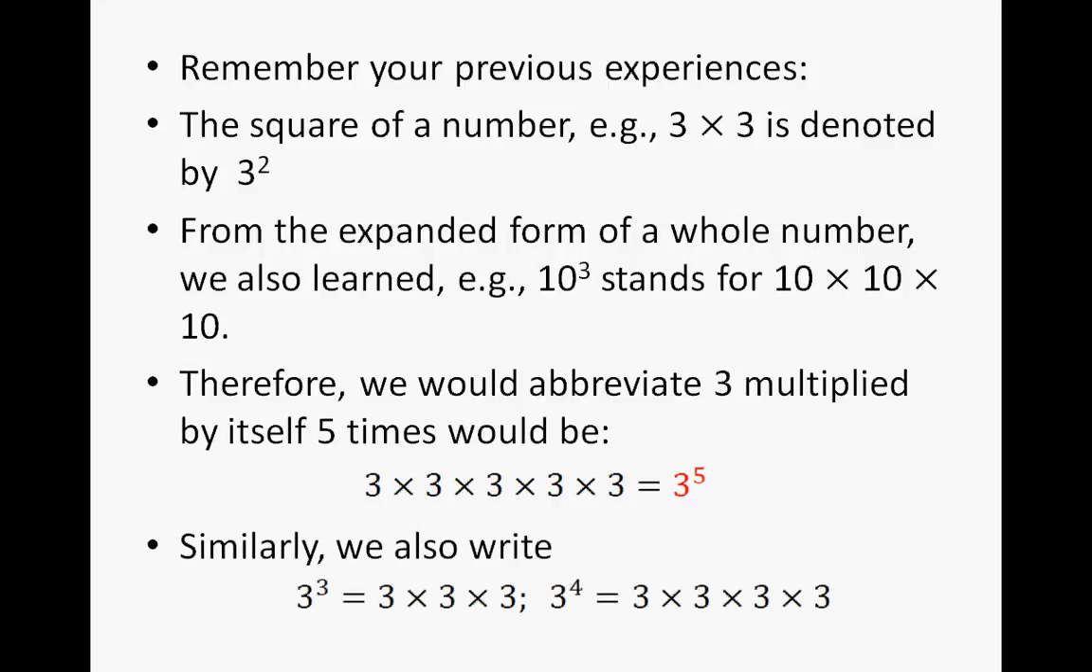Also, for any number, let's say we want to multiply 3 by itself 3 times, we would write 3 to the 3rd power, and 3 multiplied by itself 4 times would be 3 to the 4th power.